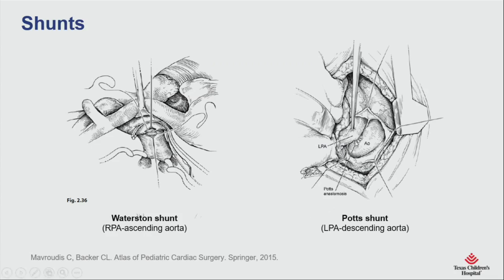And then the Potts shunt is a shunt between the left pulmonary artery and the descending aorta. That's a shunt that's usually created from the left side. It's not used anymore as a palliation, but some people are starting to think about it for pulmonary hypertension to use as a pop-off. So when the pulmonary artery pressure is too high, then you have right to left shunting at the descending aorta level, so you can have desaturation of the lower body without too much problems.